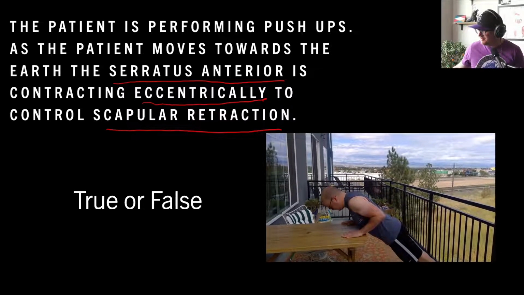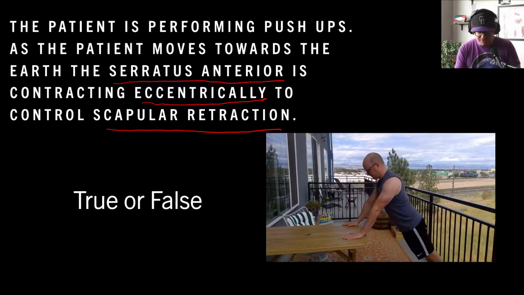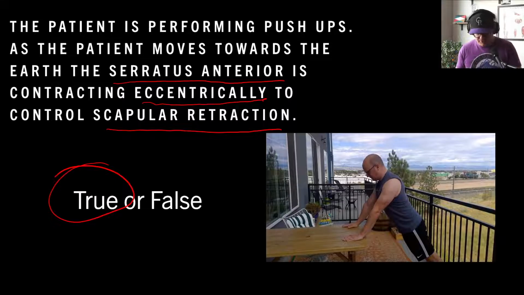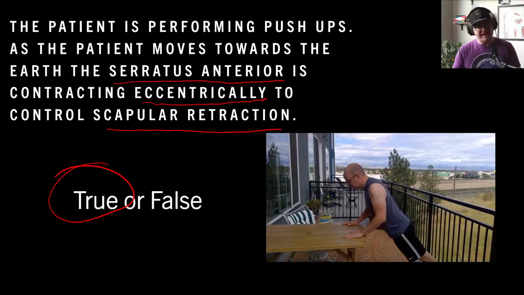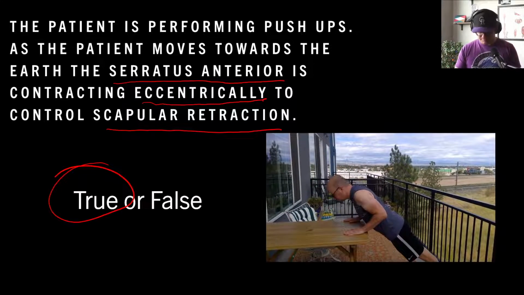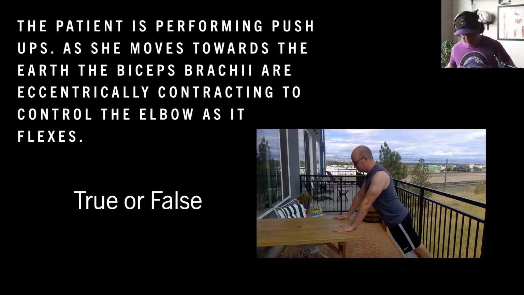Just ending that poll there for you. We got some dissension. The answer is true. As you're moving towards the earth, the scapula is retracting. The muscle working is eccentric because they're going towards the earth. And that muscle is the serratus anterior. Next question.